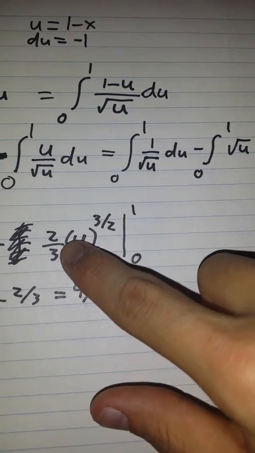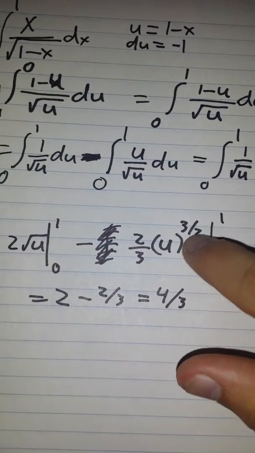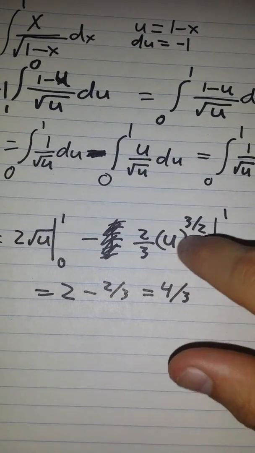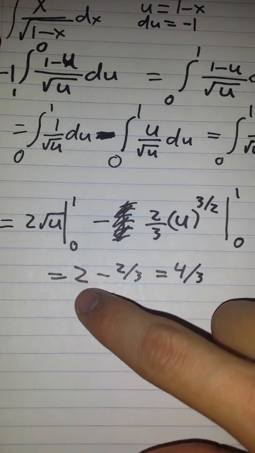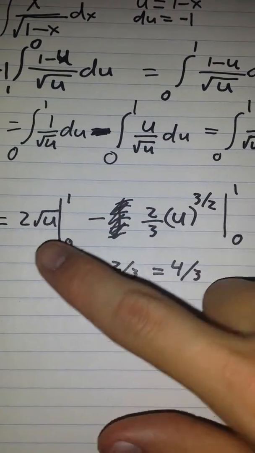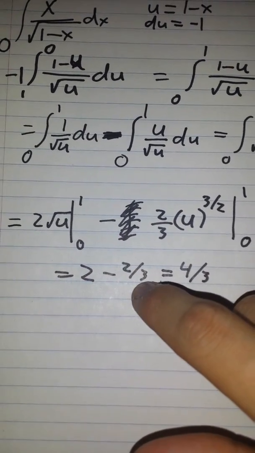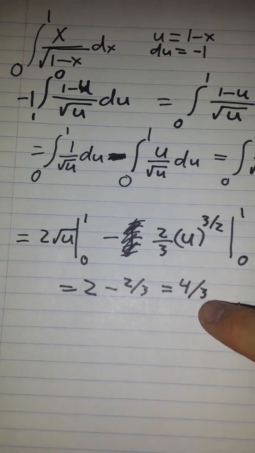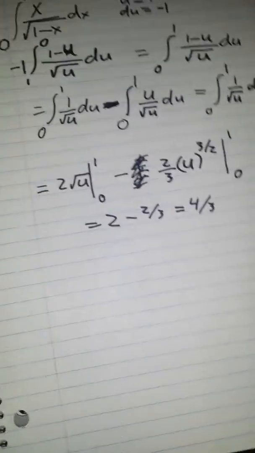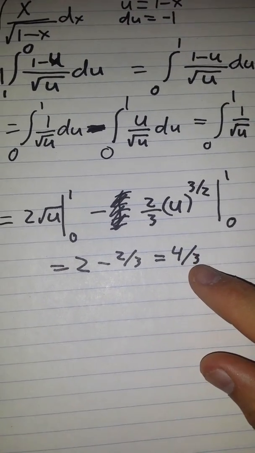Integrate root u, you get 2/3 u to the 3/2. If you remember the power rule for integration, you'll know that the derivative of this is just root u. And when we plug in our values here, we can ignore the zeros because we know that these are going to end up being 0 anyways, so we can just use the values for 1, 2 minus 2/3 equals 4/3. And this answer makes sense because not only is it positive, but it is also less than 2. So, as far as we know, this answer makes sense, and this is probably right.